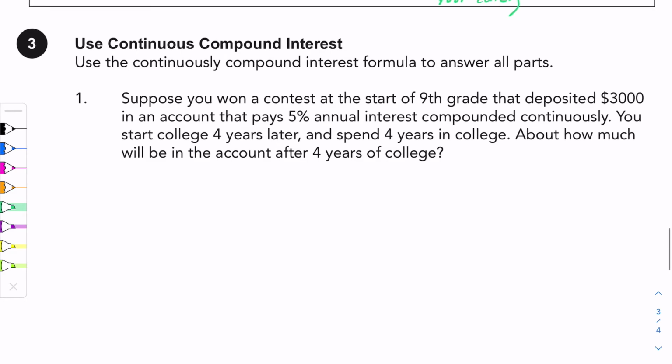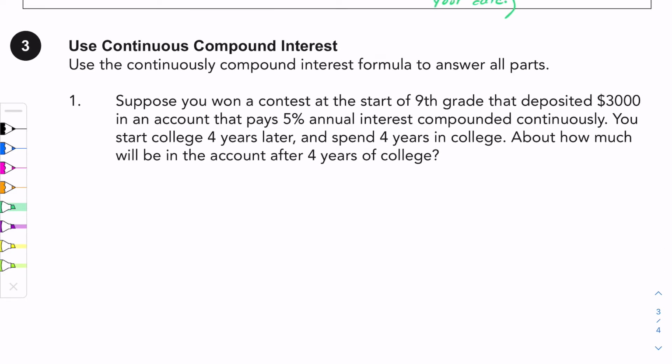For the first set, it says, suppose you won a contest at the start of 9th grade that deposited $3,000 in an account that pays 5% annual interest, compounded continuously. You start college 4 years later, and you spend 4 years in college. About how much will be in the account after 4 years of college?